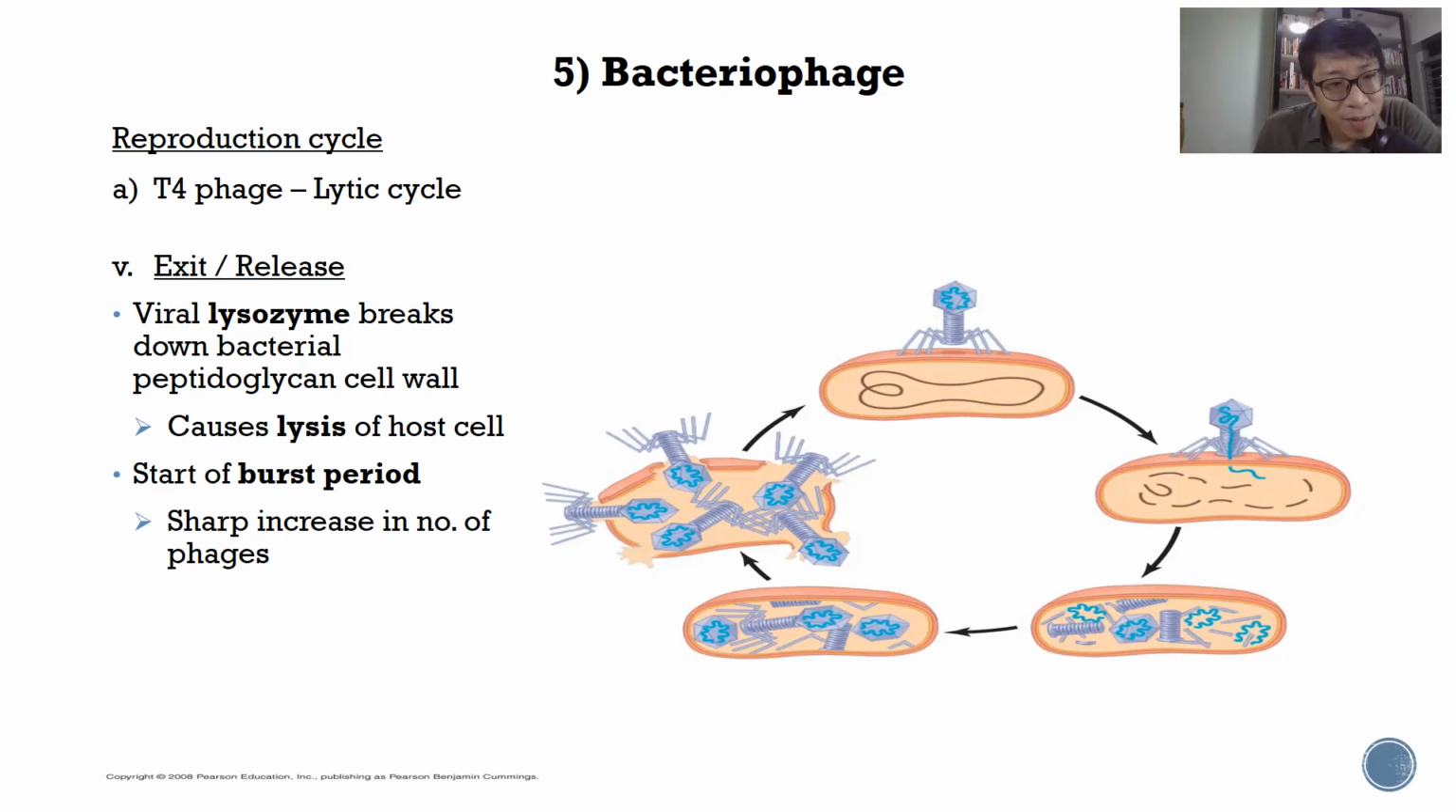So now that the cell wall is hydrolyzed by this lysozyme, the bursting due to the osmosis of water into the cell would occur, and that's what we call the lysis of the host cell. Once the host cell lyses, it breaks apart, and then the new viruses will be able to escape, and that's the exit or release step. This is known as the burst period, where we see a very fast increase in the number of bacteriophages because of this sudden release when a host cell bursts or lyses.